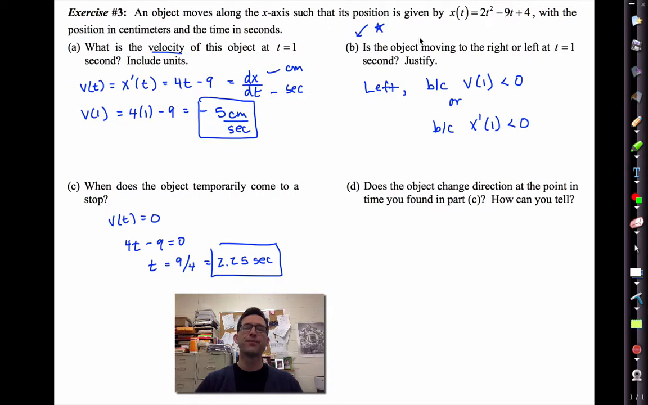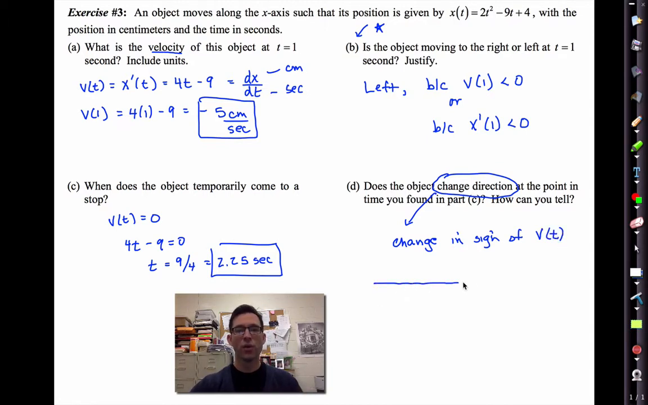All right, let's take a look. In order to justify that an object changes direction, all right, you must equate that to a change in the sign of the velocity. See, the velocity is what controls the direction, okay? So what we're going to do is something that looks and probably feels very familiar. I'm going to draw a velocity number line, and I'm going to mark on 2.25 seconds, and then I'm going to test something out here, like t equals 0.